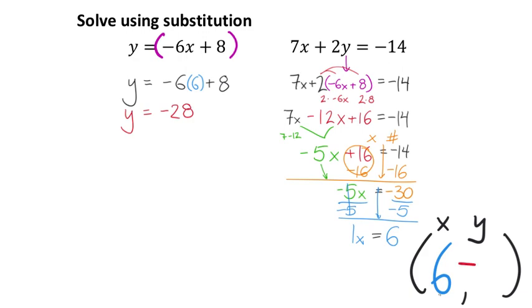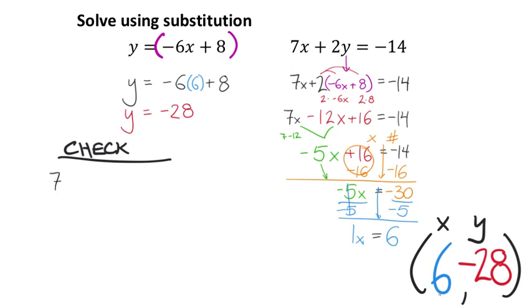So I take my ordered pair, and I replace the y with negative 28. This should be the solution, right? We know that if you replace x with 6, you get y equals negative 28 in this equation. But we also need to check in the other equation, so that's what we're going to do. So we're going to check in that second equation, just to make sure it is true.